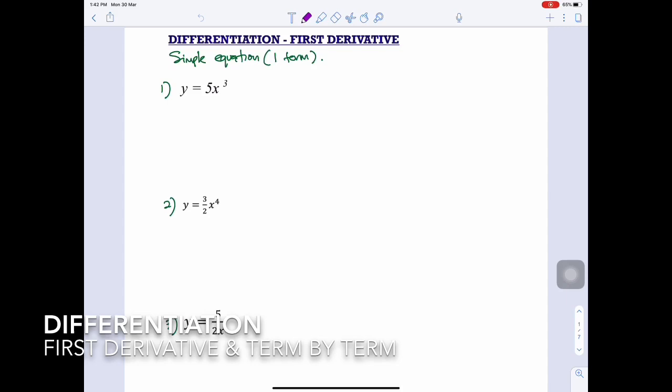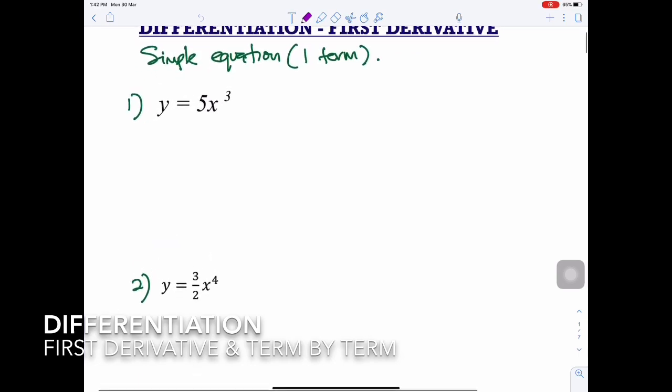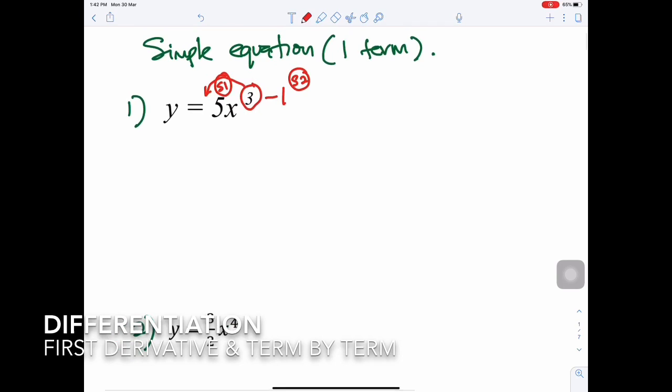Now we are going to discuss differentiation for the first derivative by using simple equations, one term. To differentiate any one term, just follow step 1 and step 2. Step 1, the index is brought forward. Step 2, the index is reduced by 1, or minus 1. So differentiate y with respect to x.